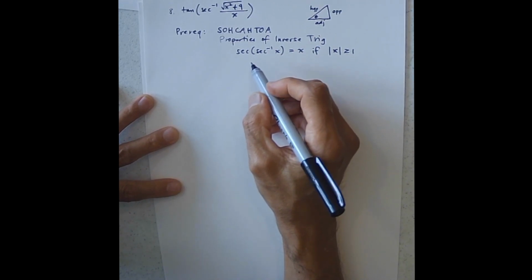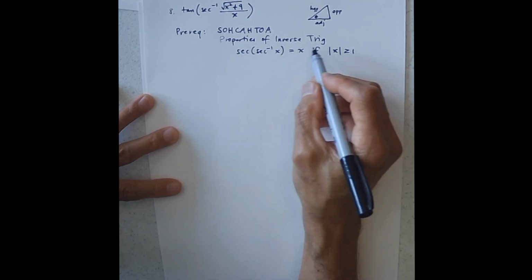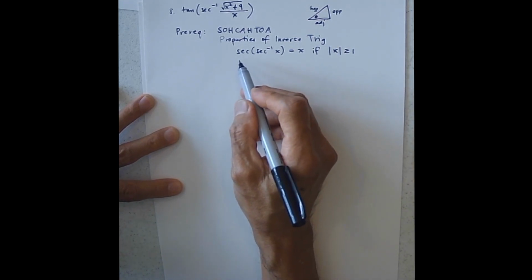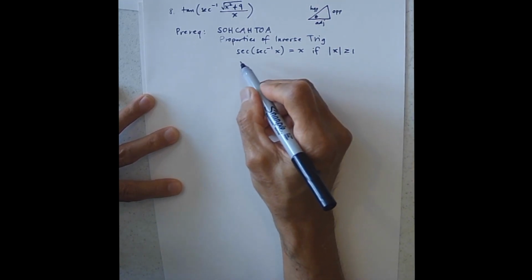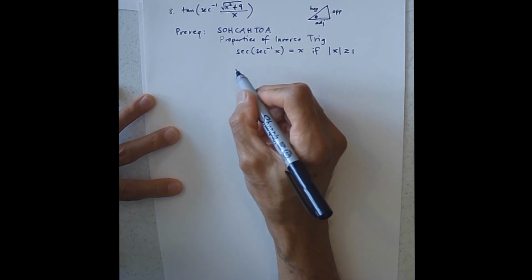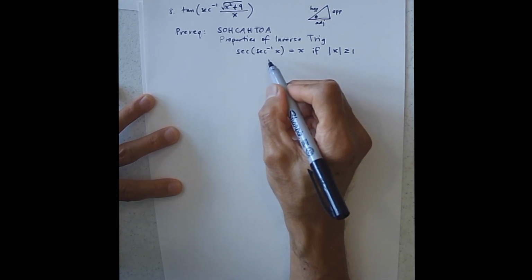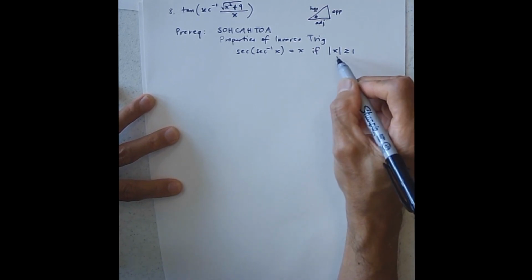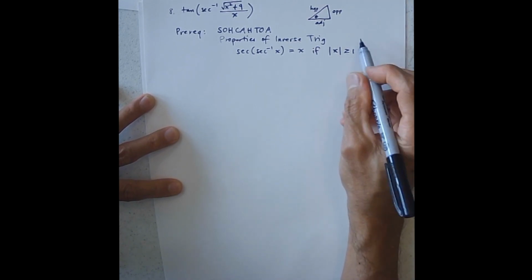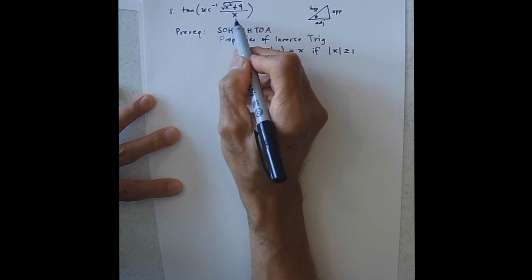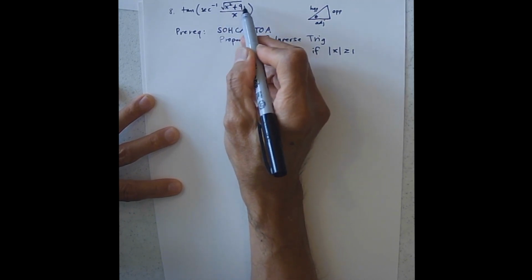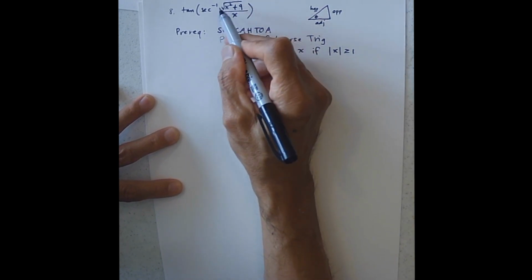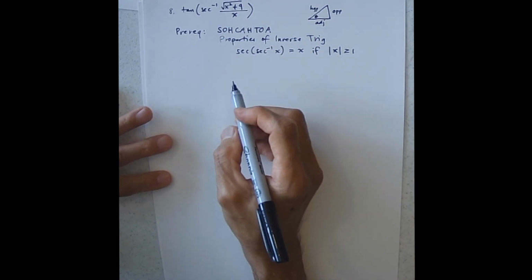Another prerequisite that you must know is the property of inverse trig, and I'm putting here something that our TA Cyrus put in the discussion. Secant of secant inverse x is equal to x if the absolute value of x is greater than or equal to 1. If you look at the problem here, obviously we will assume that that is greater than or equal to 1. Okay, so here we go.